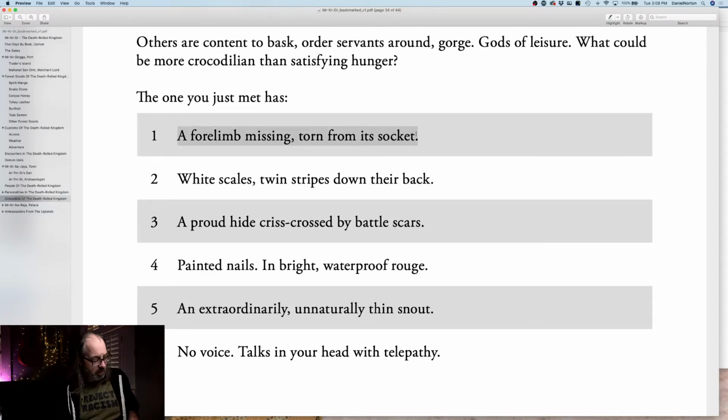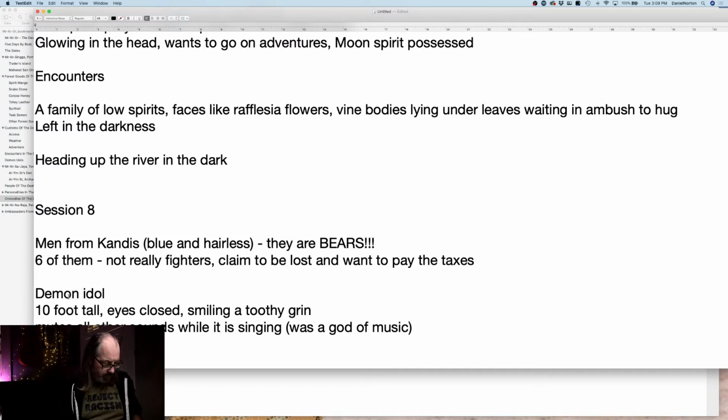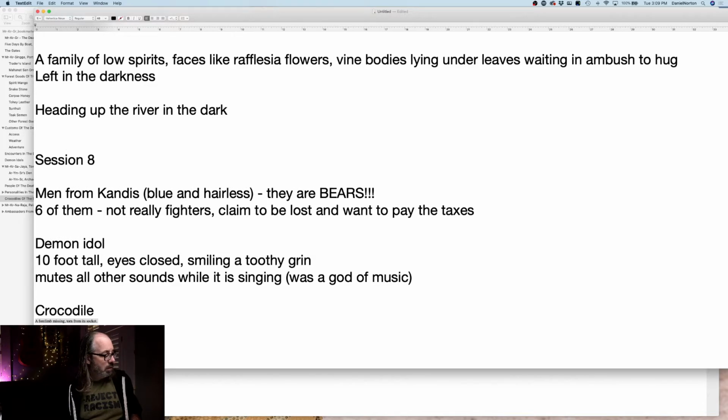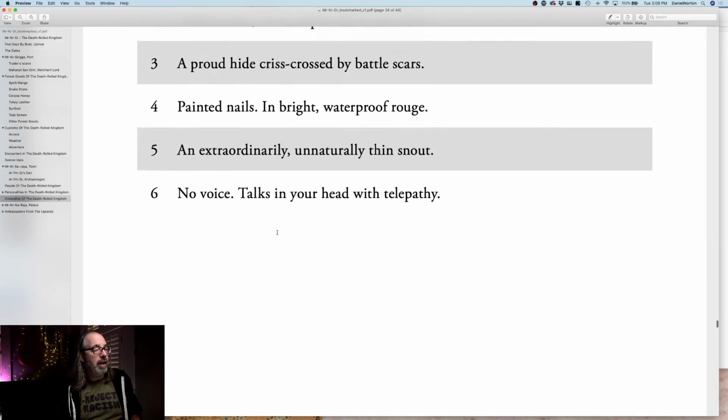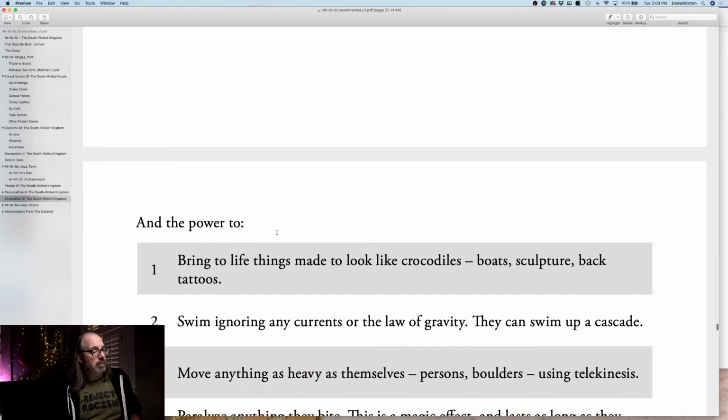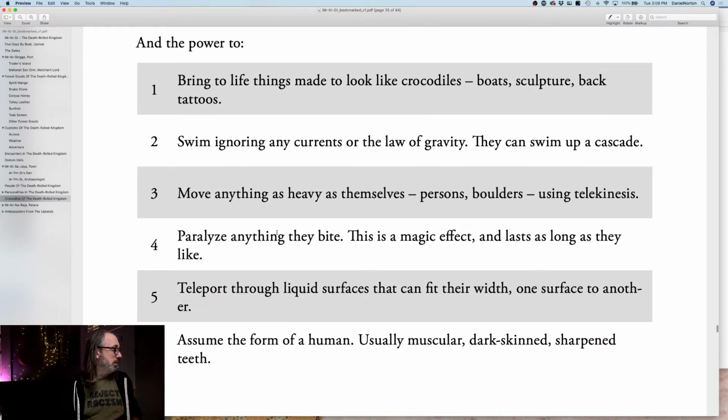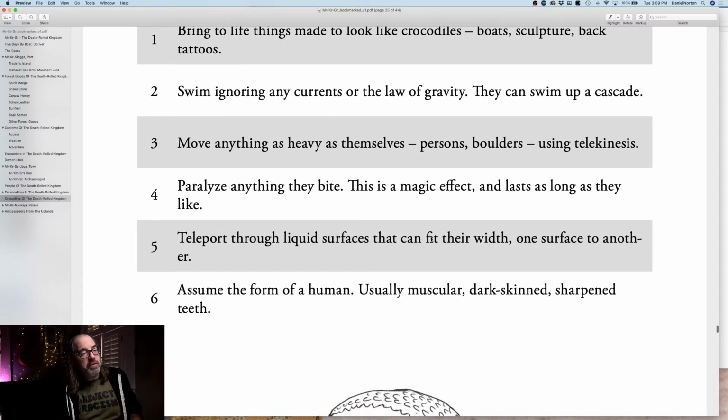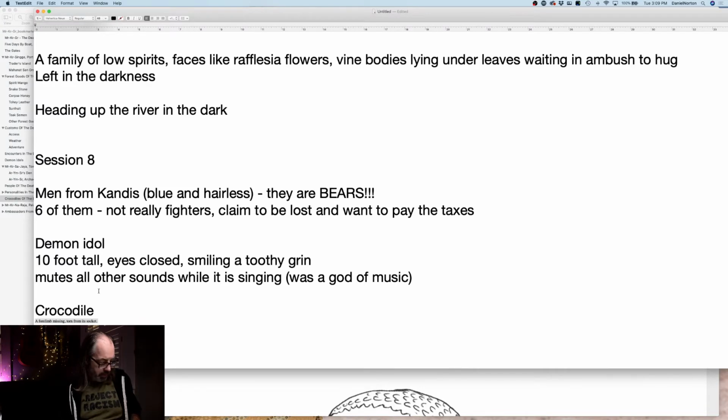Okay, wonder what happened there. Actually, we'll have somebody else do it. Echo, pick a number between 1 and 6. Your random number between 1 and 6 is 5. Okay, teleport to liquid surfaces that can fit there, with one surface to another. Oh, that's super interesting. Okay, so we're going to do that.